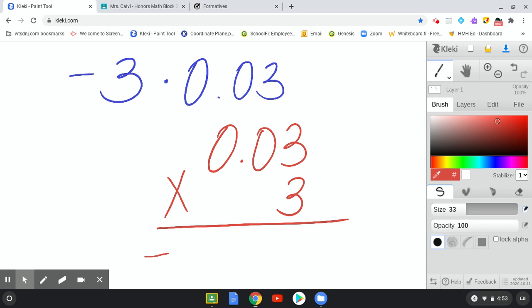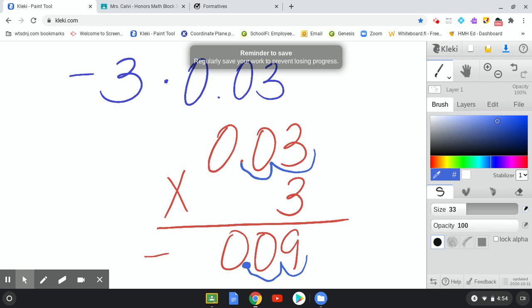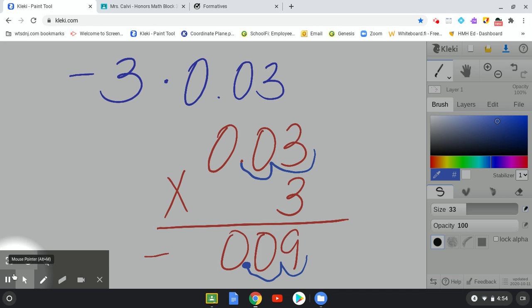3 times 3 is 9. 3 times 0 is 0. 3 times 0 is 0. So now, to figure out where my decimal goes, I'm counting scoops. 1, 2. So from the end of my answer, 1, 2. So my final answer would be -9/100.